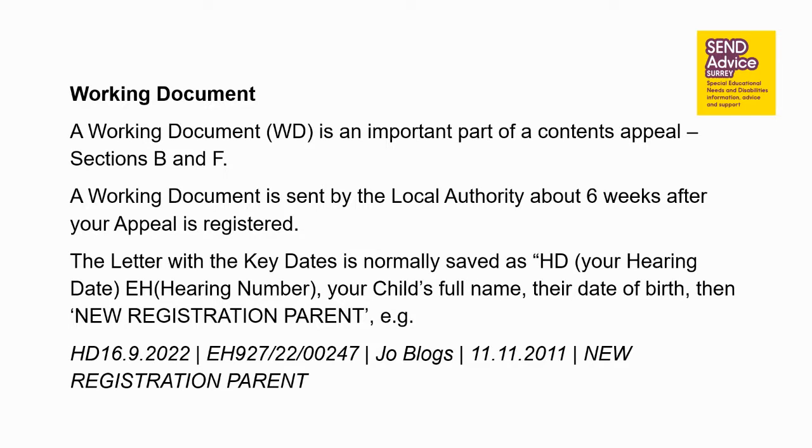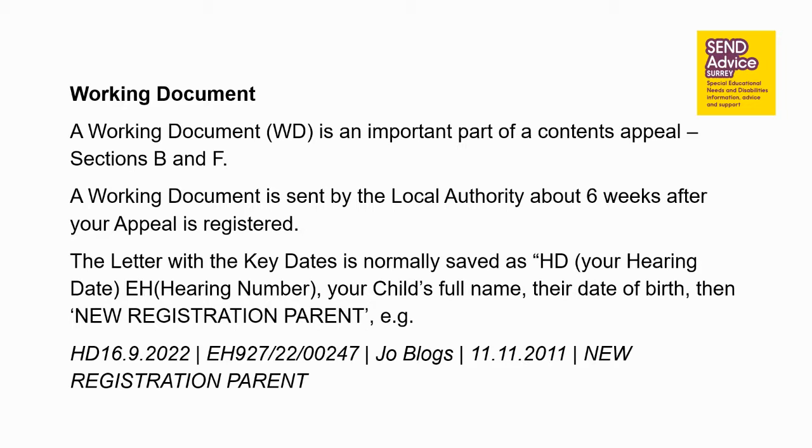A working document, or WD, is an important part of a contents appeal, so sections B, which is needs, and F, which is provision. A working document is sent to you by the local authority about 6 weeks after your appeal is registered. The letter with the key date is normally saved as something like this example.